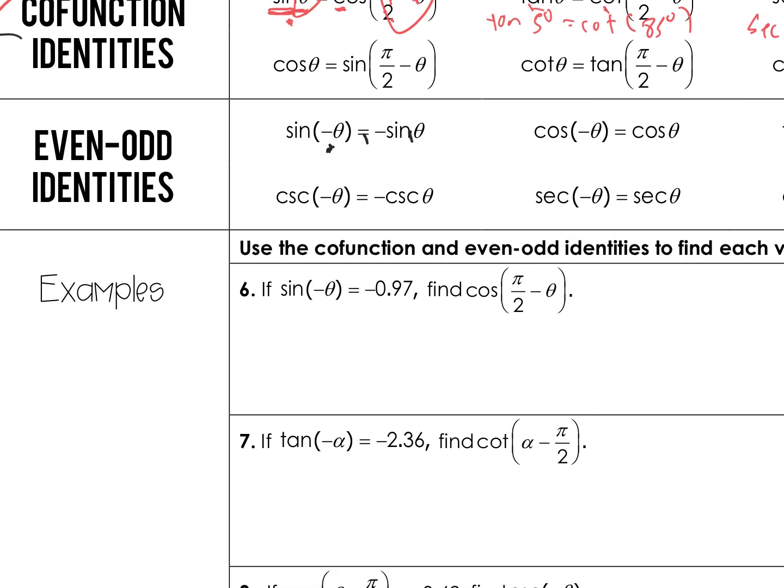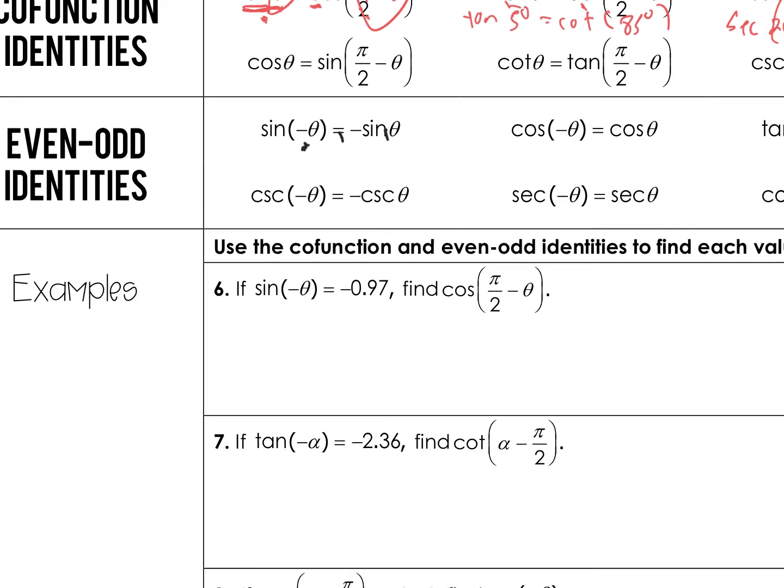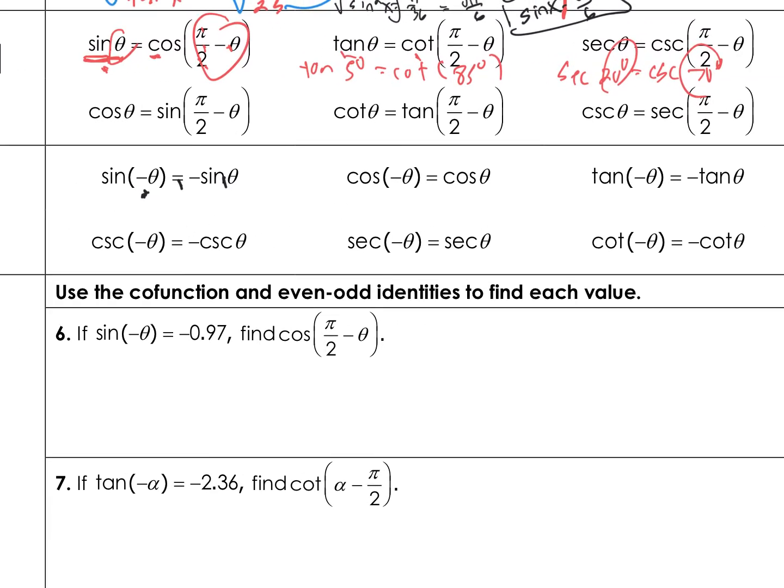So sine and tangent operate the same way. If you look at tangent, same way. Tangent of a negative angle is a negative of the tangent. Cotangent, let's see, cotangent would be the same. Cotangent of a negative angle is the opposite of the cotangent of the positive angle.